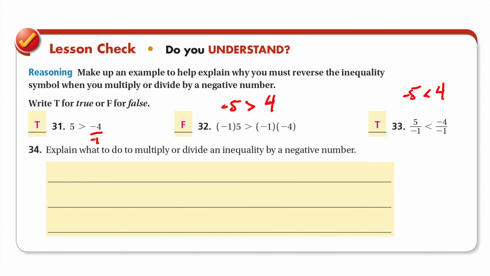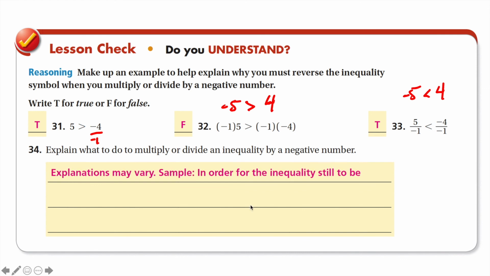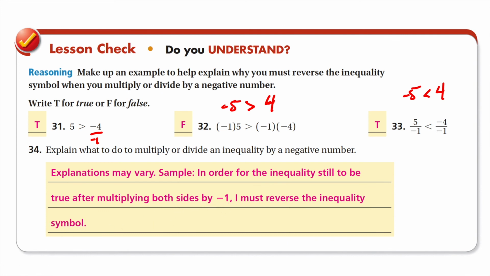So can you explain what you need to do when you multiply or divide an inequality by a negative number? As simply put, in order for the inequality to still be true after multiplying both sides by negative 1, you must reverse the inequality symbol. That is a problem that is guaranteed to run rampant through people's homework. Please make sure when you divide by or multiply by a negative 1, it's going to have to flip the sign.